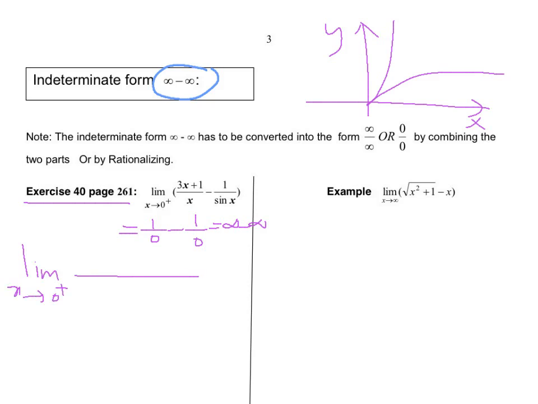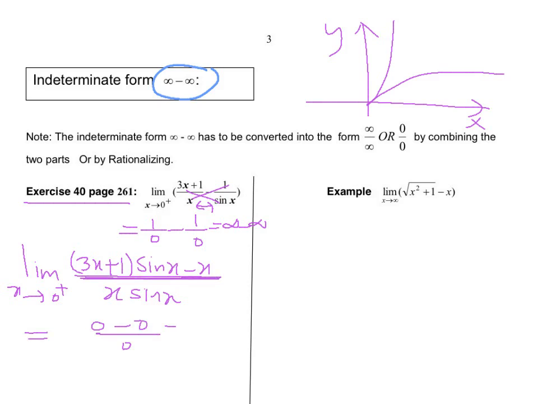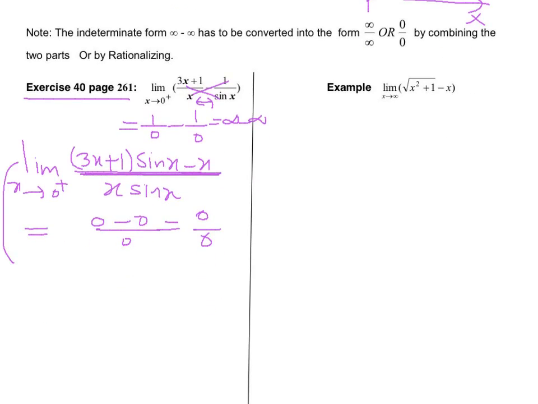This can be done as a ratio simply by combining the two fractions. So you have to multiply this by this and this by that. So 3x plus 1 times sine x minus x. Make sure, in order to use it, that we have a ratio; this is one requirement for L'Hopital's rule. The second requirement is that substitution should give 0. This is 0 minus 0 divided by 0, which is 0 by 0, which means we can apply L'Hopital's rule now.